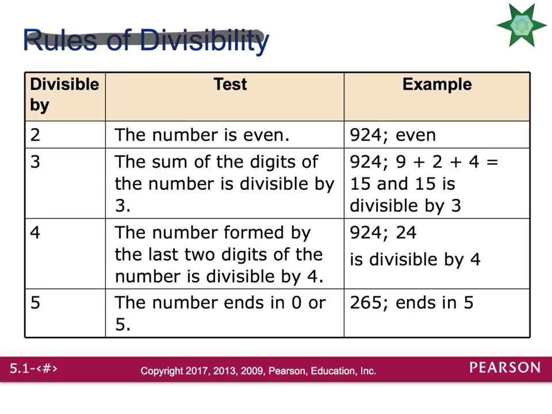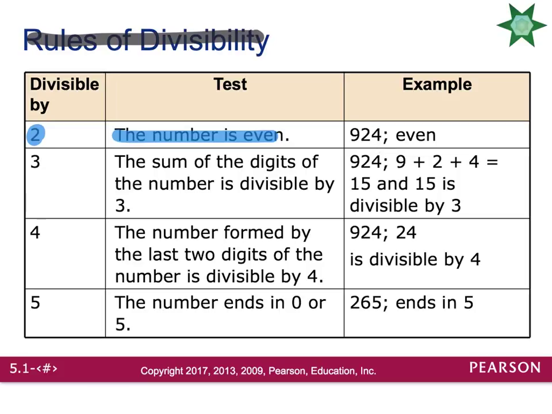Okay, rules of divisibility. So if we wanted to see if something is divisible by 2, we just see if the number is even. Okay, so for example, 924 is even because it ends in an even number. Basically, that's all you have to look at is the last digit and see, is that 2, 4, 6, 8, or 0.